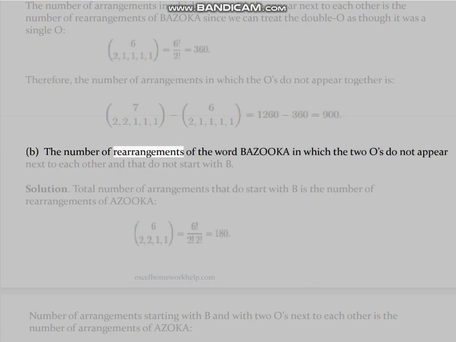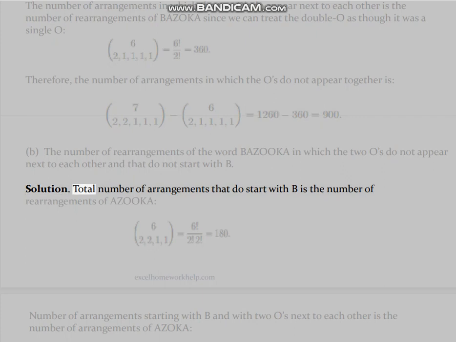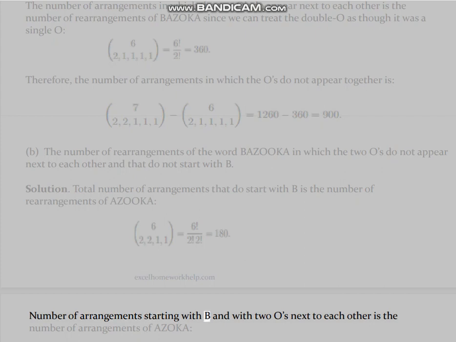B. The number of rearrangements of the word bazooka in which the 2 O's do not appear next to each other and that do not start with B. Solution. Total number of arrangements that do start with B is the number of rearrangements of bazooka. Number of arrangements starting with B and with 2 O's next to each other is the number of arrangements of bazooka.